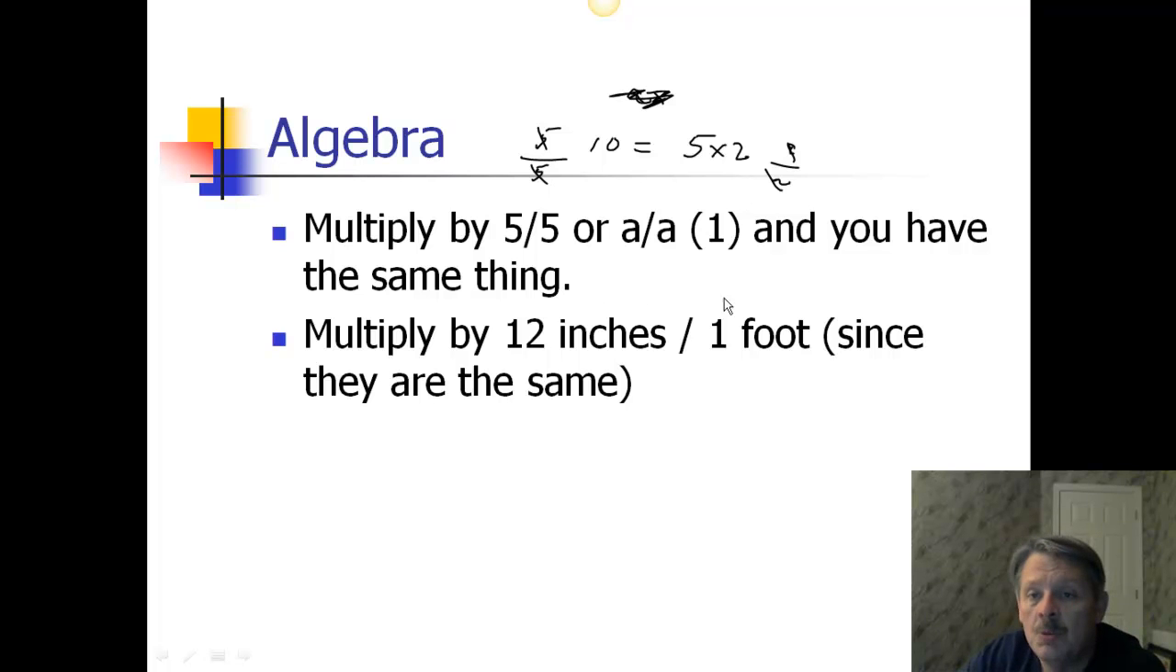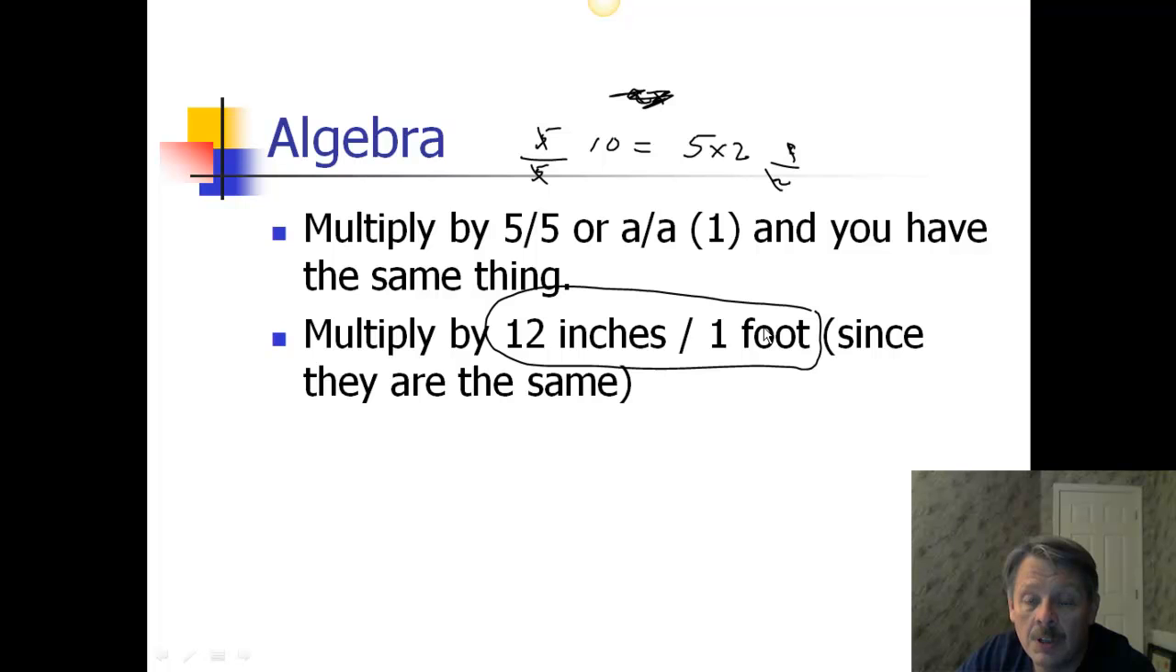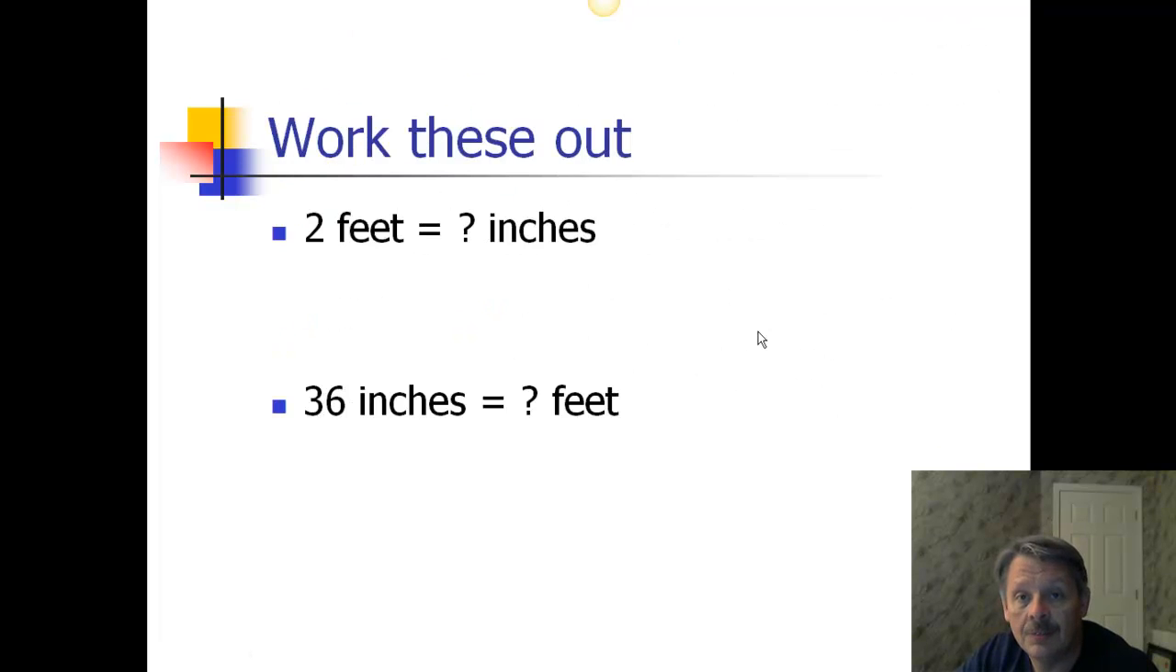Well, could you multiply by 12 inches divided by a foot? Because, frankly, they are the same, right? A foot is 12 inches. And the answer to that is yes. All right? We don't need to worry about the numbers. We need to worry about the units. So we're going to talk about exactly how that works as we go through something called dimensional analysis.